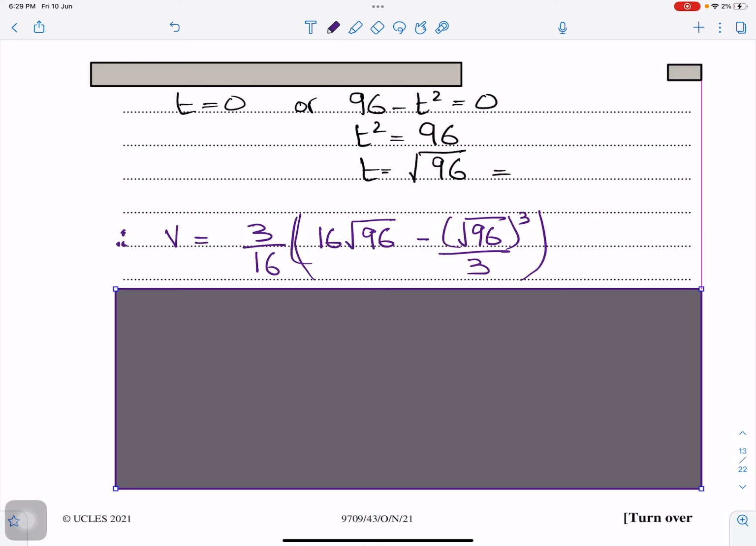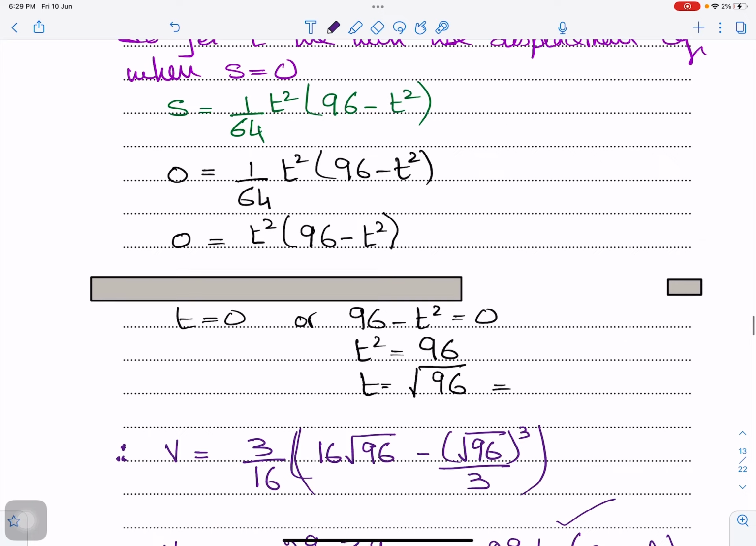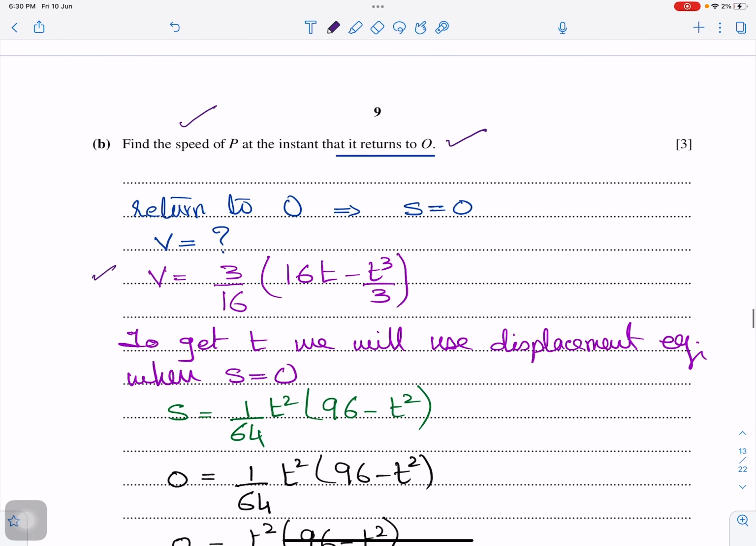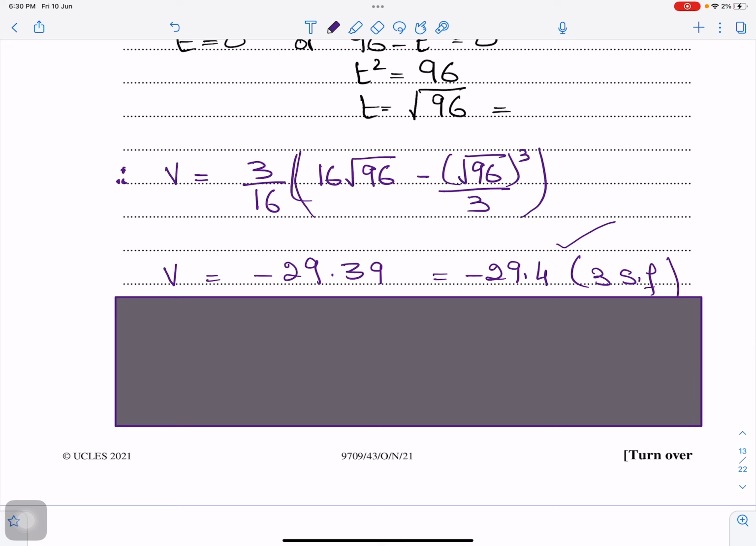And this value of t I will plug in the velocity equation because I have to find the speed. Now there is also something very interesting. When you substituted in the velocity equation, you got minus 29.39, right? And in 3 significant figures, it will be minus 29.4. But what was the question saying if you have read it carefully? It was saying find the speed, and what have we found? The velocity.